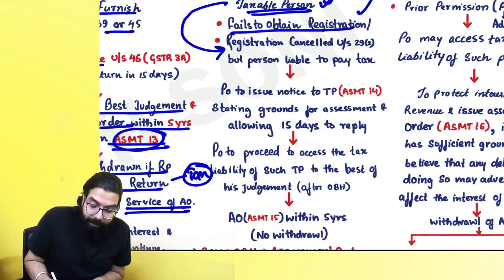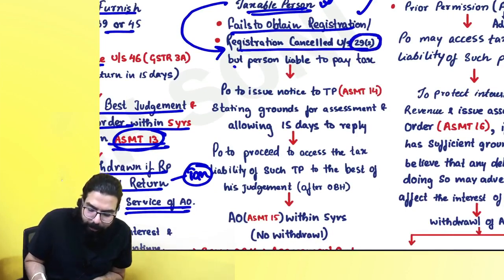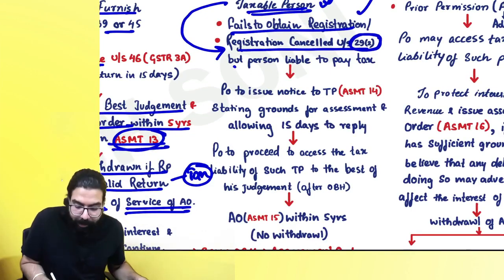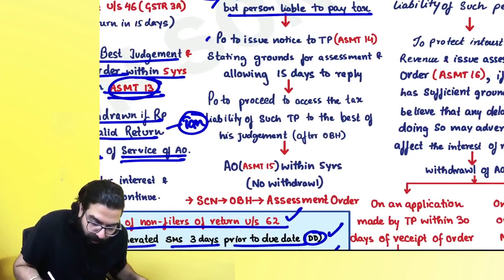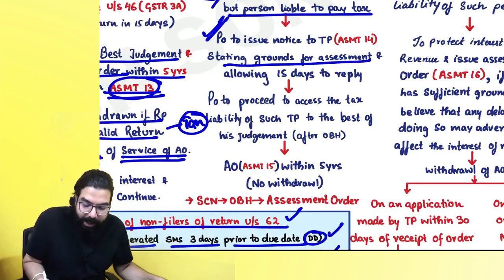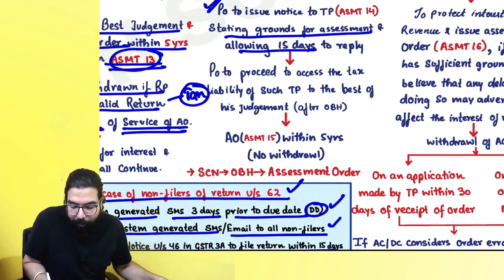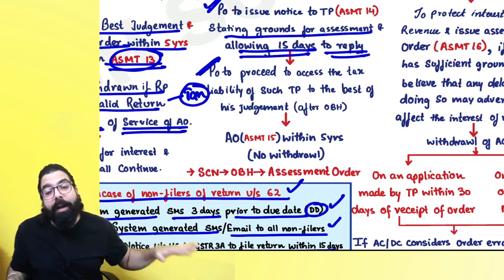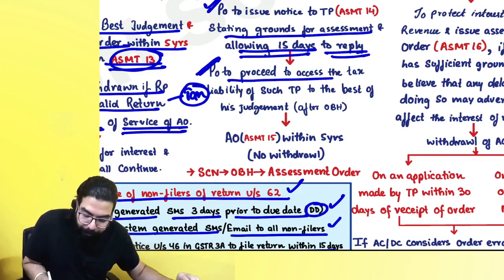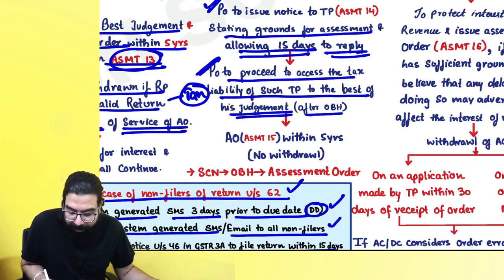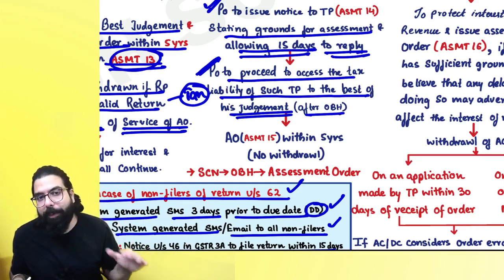If the registration is cancelled by the proper officer under section number 29(2), but you are still liable to pay tax, first he will issue your notice in ASMT 14, state the ground for assessment and allow you to reply within 15 days. You go ahead and reply. If he likes your reply, he will close the matter. If he doesn't like your reply, then he will proceed to assess the tax of the taxable person to the best of his judgment, but he will provide you an opportunity of being heard.